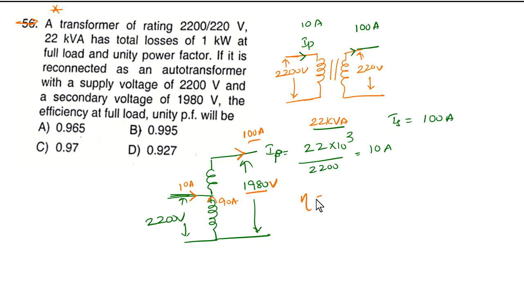Now I want to find the efficiency. Efficiency is nothing but output power by input power. Output power is 1980 into 100 amperes, divided by 1980 into 100 plus the losses. Here we are not considering the power factor, because it's a unity power factor, so directly substituting the formula. What are the losses here? Losses are 1000 watts. If you simply solve this, you'll get 0.995 as the correct answer for this question.